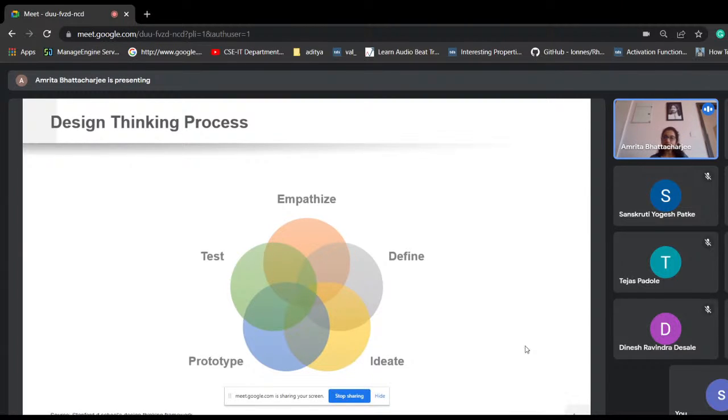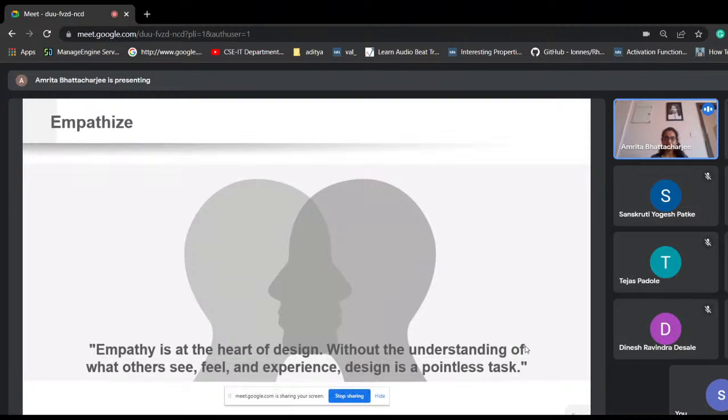Even within that step, we can iterate to understand which particular solution will be the optimum one. So let's talk about each phase of this iterative design thinking process. As it is said, to start any design, the most important step is to empathize with the users. A famous quote by the designer Tim Brown is that empathy is the heart of design, and without the understanding of what others see, feel, and experience, design is a pointless task.